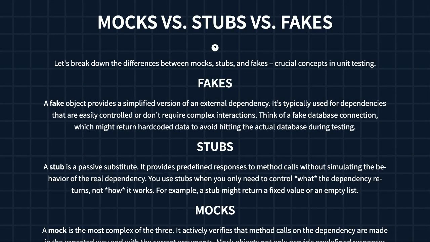Okay, so let's talk about mocks, stubs, and fakes. They all help us test our code in isolation, but they do different things. A fake is basically a simple replacement for something complicated like a database, giving you controlled data without the real connection overhead. A stub just gives you predefined answers when it's called. You're focused on what the dependency *returns*. Then there are mocks. These actively check that your code *actually* interacts with the dependency correctly, verifying calls and arguments to make sure everything is working as expected.